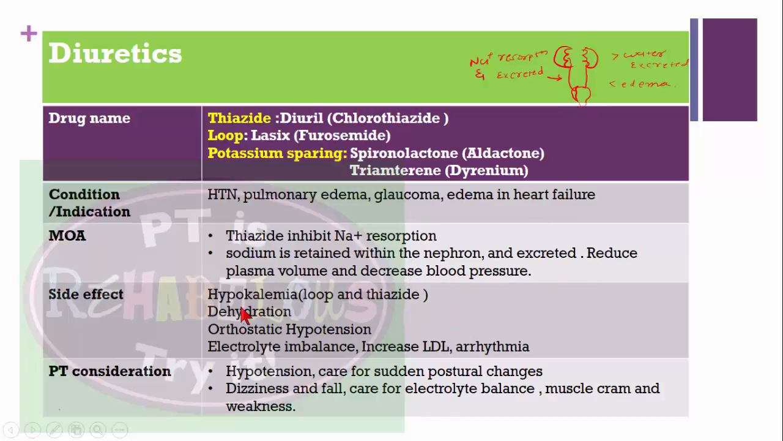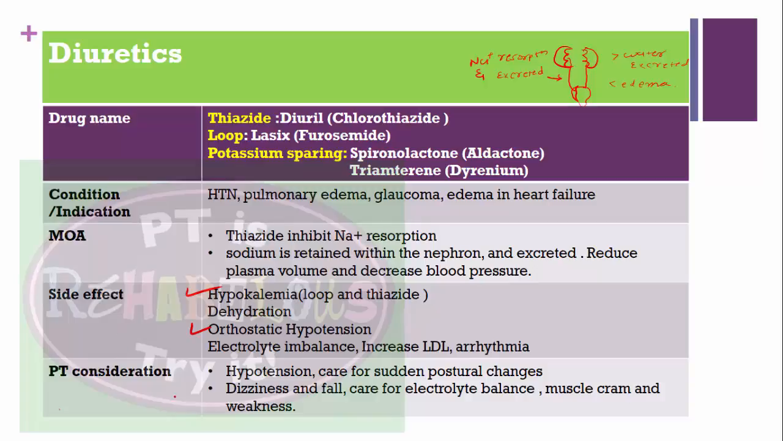Mostly these patients have hypokalemia because of loop diuretics. If the patient has hypokalemia, there will be less potassium, so we need to take care of that patient. They may feel arrhythmia. The patient may have dehydration and orthostatic hypotension. Mainly orthostatic hypotension and hypokalemia are the main side effects of diuretics. Other side effects are electrolyte imbalance, increased low density lipoprotein, and arrhythmia.